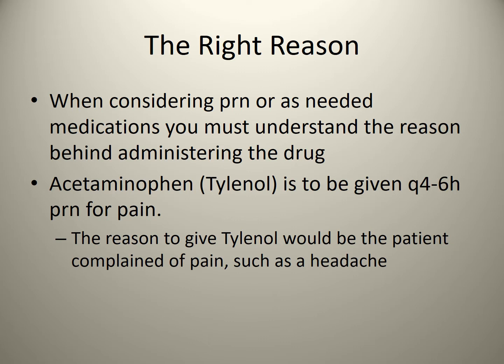Tylenol or acetaminophen is to be given every 4 to 6 hours PRN for pain. Another example may be nitroglycerin spray given under the tongue for chest pain. Wait 5 minutes, repeat the spray. Ativan will be given for agitation. Gravol will be given for nausea.